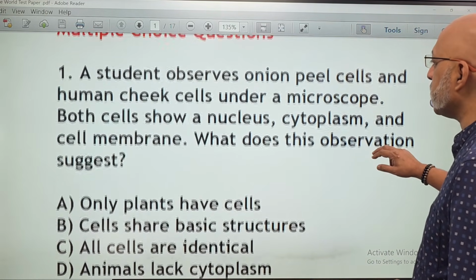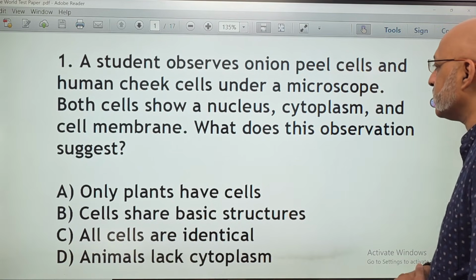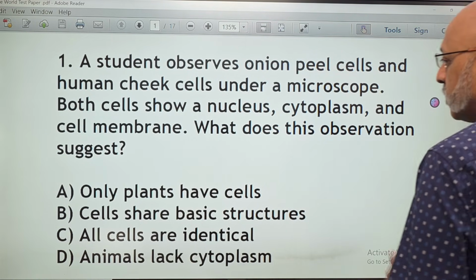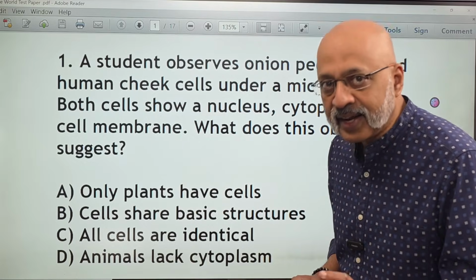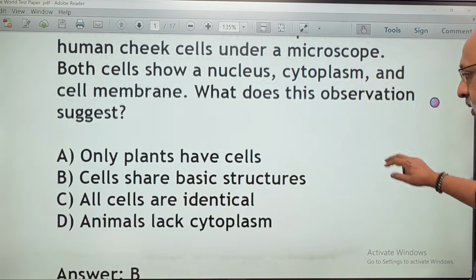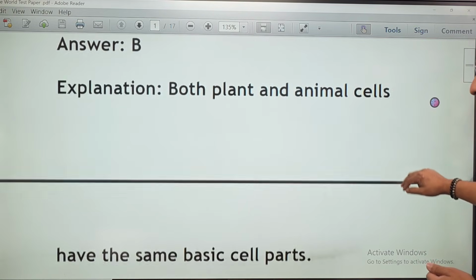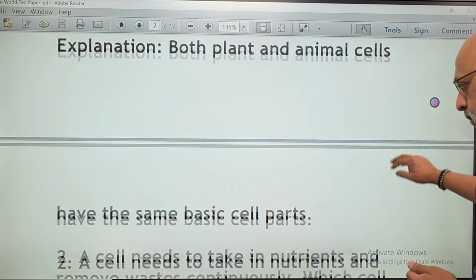A student observes onion peel cells and human cheek cells under a microscope. Both cells show a nucleus, cytoplasm, and cell membrane. What does this observation suggest? That only plants have cells, cells share basic structures, all cells are identical, or animals lack cytoplasm. What exactly does it mean? I want you to pause, choose the correct answer, and then match it with my answer. The correct answer is answer B. Cells share basic structure. Both plant and animal cells have the same basic cell parts.